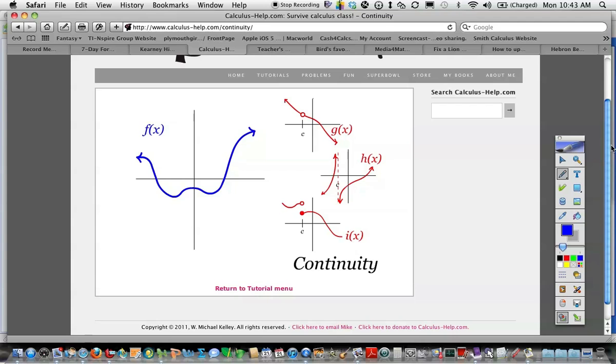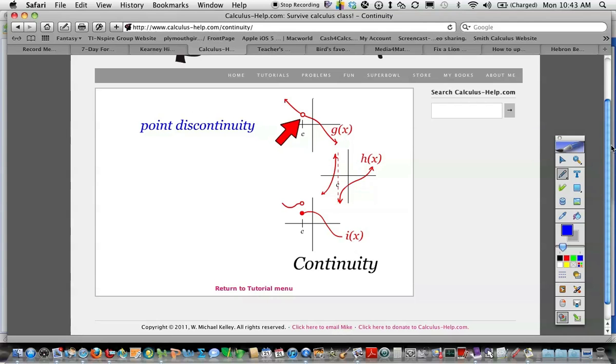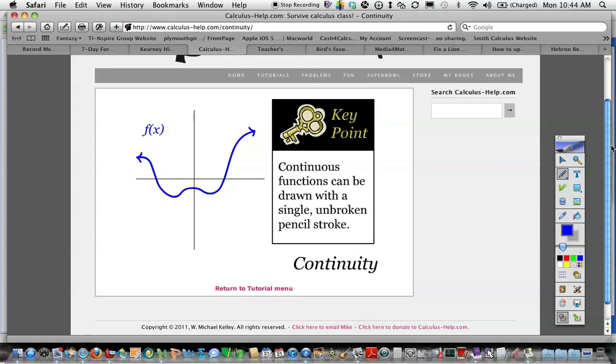See, now this one, on g, you've got a little hole in the graph. That's called point discontinuity. Over here, on h, you've got a vertical asymptote that breaks the graph. Now this is called infinite discontinuity. And finally, here on graph i, you've got a graph that just plain snaps in the middle. And that's called jump discontinuity.